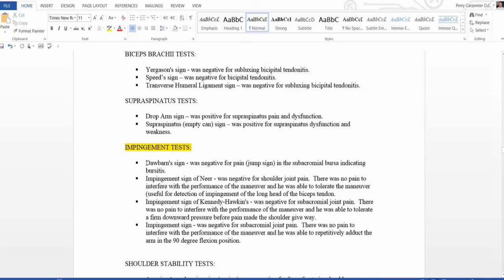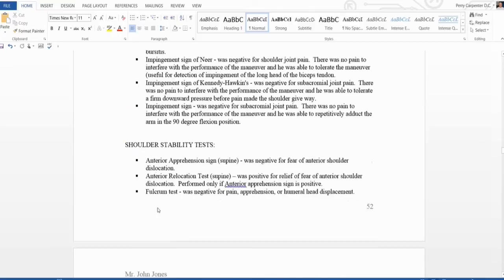So describe the findings on Dawbarn's sign. It was negative for pain. It was negative for jump sign in the subacromial bursa, which would indicate subacromial bursitis. Say that the Neer impingement sign was negative for report of shoulder joint pain. Describe how you did it and describe the findings of each and every maneuver that you perform.